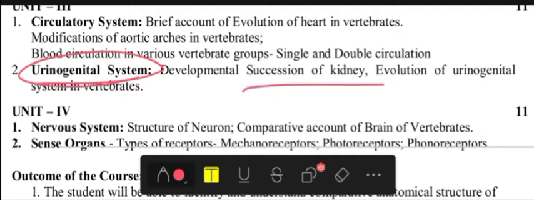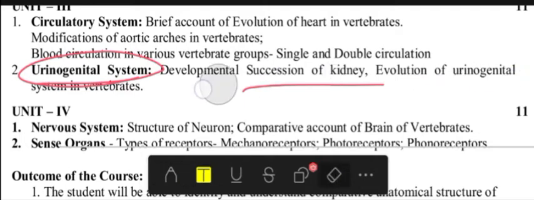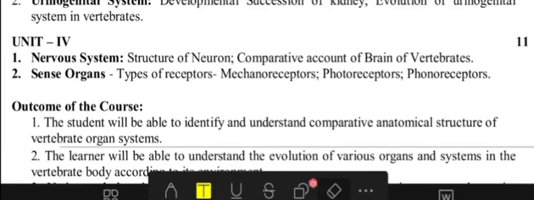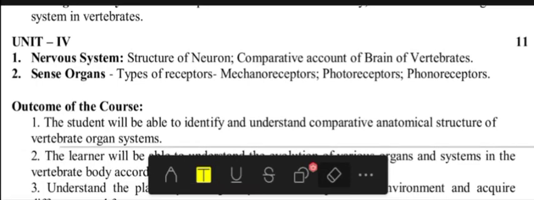And then the second point in your third unit is the urinogenital system. In that you have to learn about the development of kidney, how it developed or how it evolved from lower to higher vertebrates, and you have to learn about the evolution of urinogenital systems in vertebrates. Now let us come to the final and fourth unit of your paper.